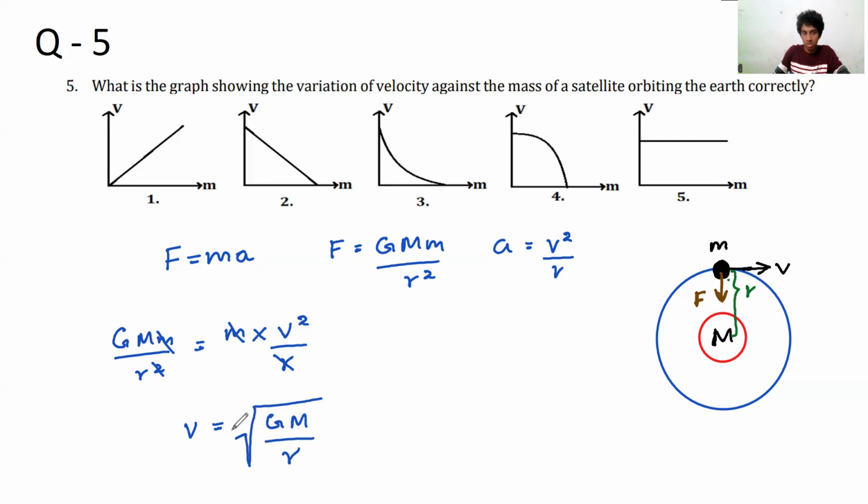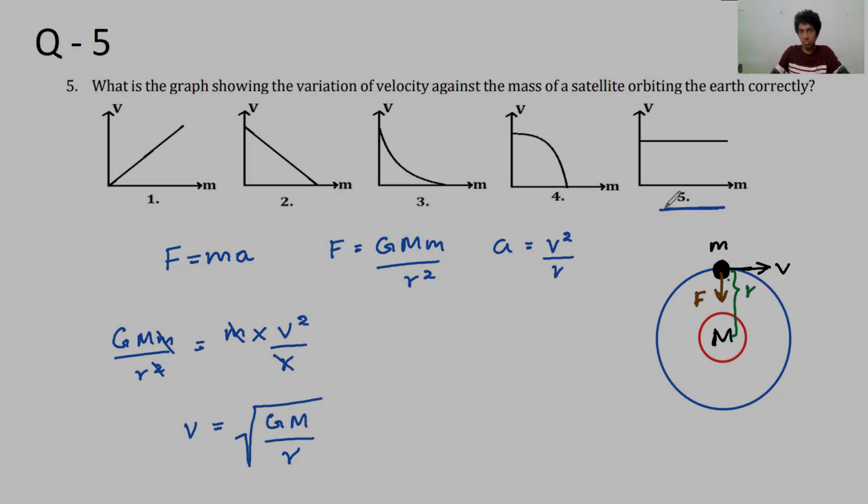So that means the velocity of the satellite doesn't depend on the mass of the satellite. That means the velocity of the satellite should be a constant, though the mass of the satellite varies. So therefore, the correct answer is the fifth one.